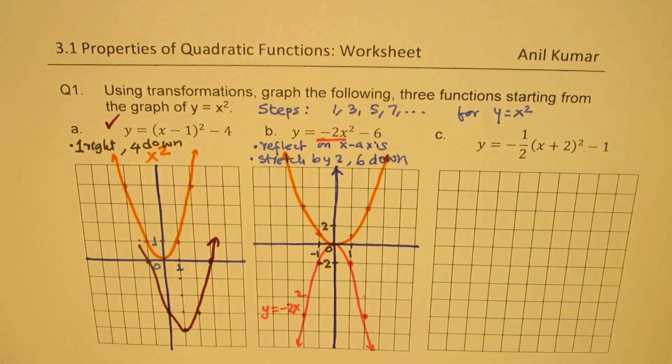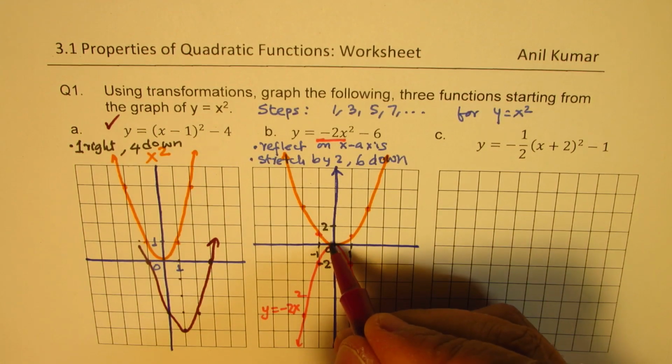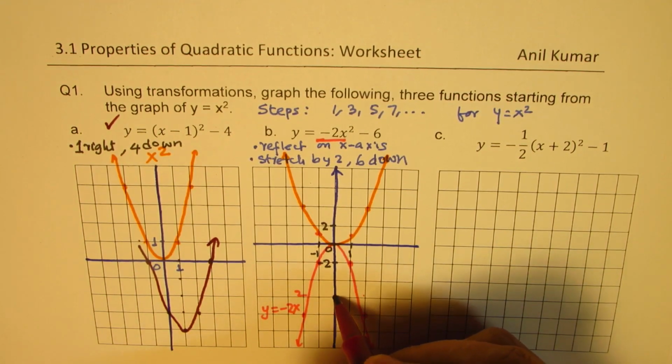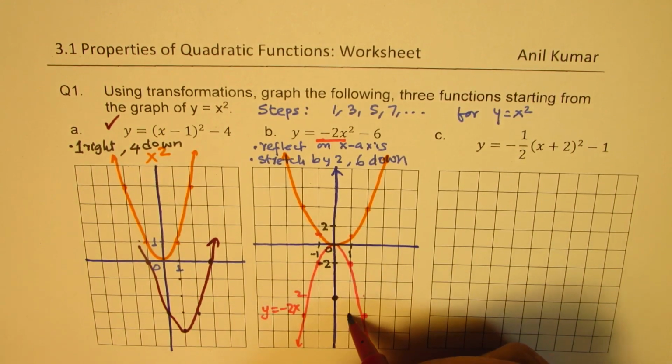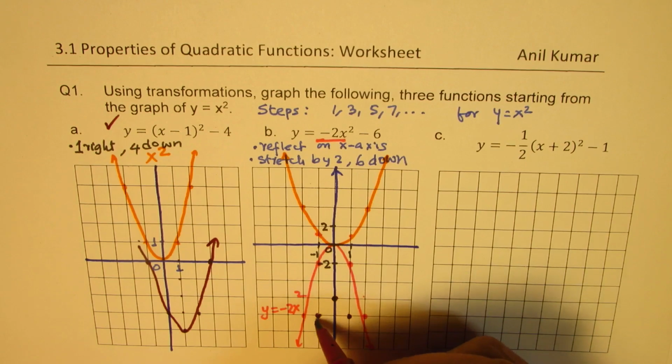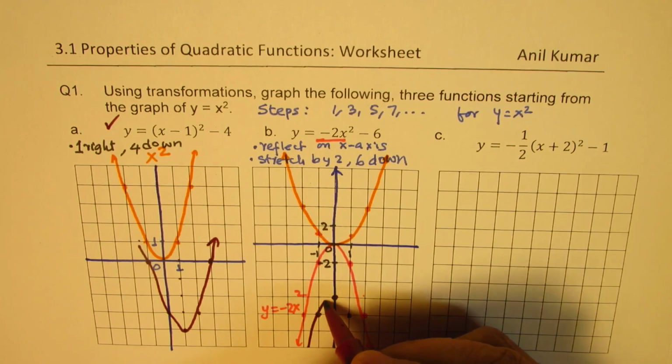Clear? Now, minus 6 means we have to translate everything 6 units down, right? So 6 units down will be, this point will be shifted 2, 4, and 6, right? So that is 6 units down. And then this will be here, right? So that will be 6 units down. So our graph will now look like this.